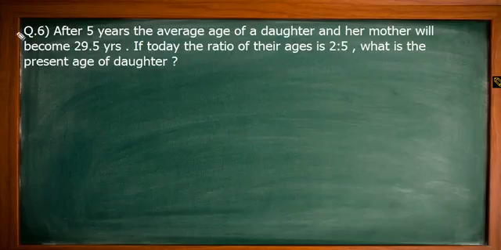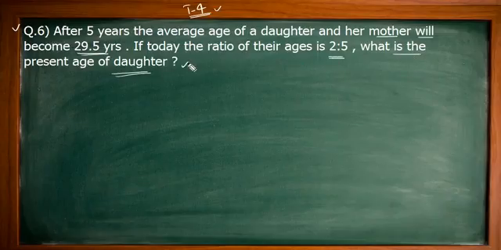In problem number 6, what do we have to do? After 5 years the average age of a daughter and her mother will become 29.5 years. That is another type, that is T4. If today the ratio of their ages is 2:5, what is the present age of the daughter? This is your question right now guys. There are basically two entities, the first one is daughter and the second is mother. So you have to apply all the operations on basically two entities.